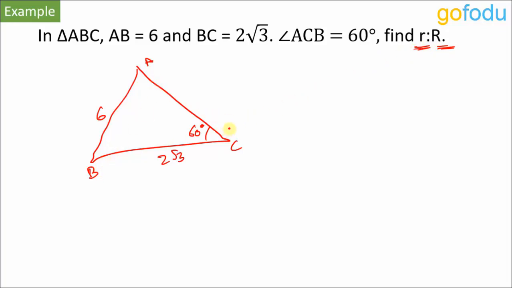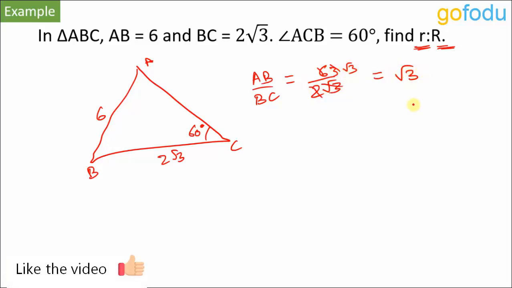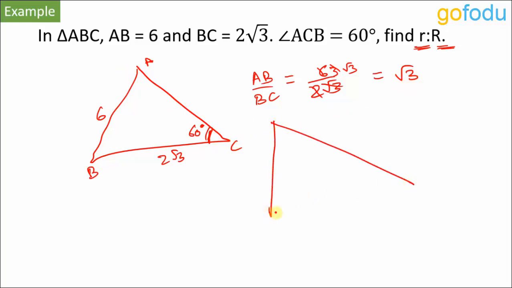AB upon BC is what? 6 upon 2 root 3, which will come out to be root 3. AB upon BC is root 3. And you see, tan 60 is also root 3. Tan of 60 is what? AB upon BC, if it were a right triangle. And that is root 3. That simply means this triangle ABC is nothing but a right triangle, right angled at B. Then only tan 60 will come out as AB upon BC, or root 3.